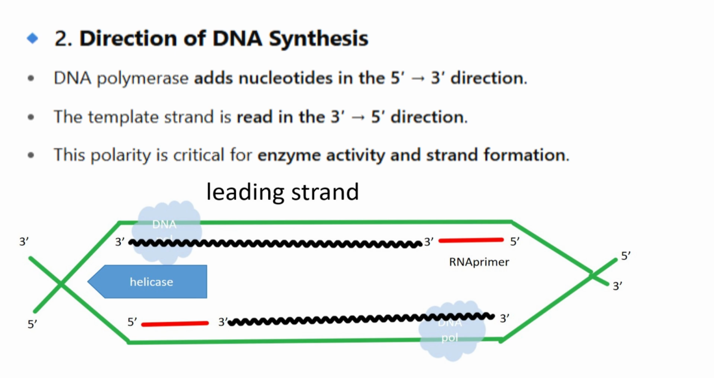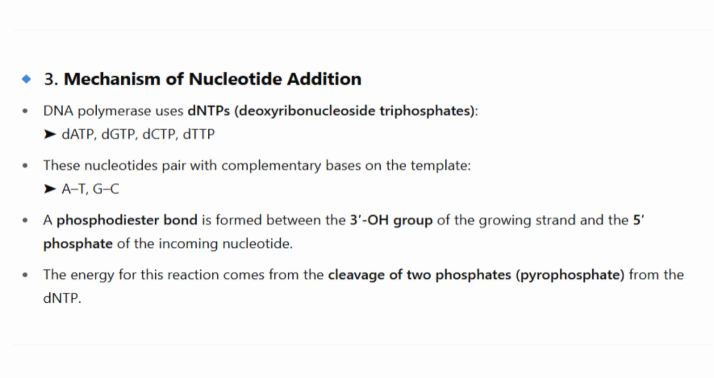2. Direction of DNA synthesis. DNA polymerase adds nucleotides in the 5' to 3' direction. The template strand is read in the 3' to 5' direction. This polarity is critical for enzyme activity and strand formation. 3. Mechanism of nucleotide addition. DNA polymerase uses dNTPs, deoxyribonucleoside triphosphates: dATP, dGTP, dCTP, dTTP. These nucleotides pair with complementary bases on the template.